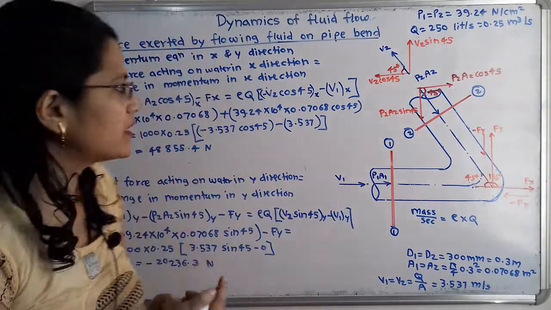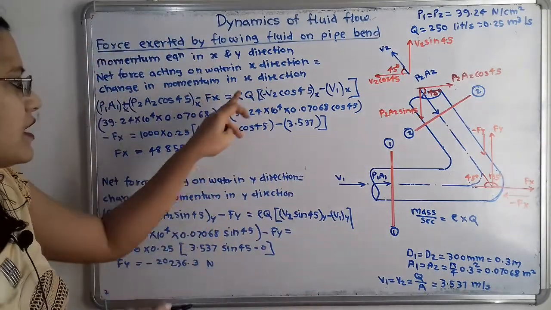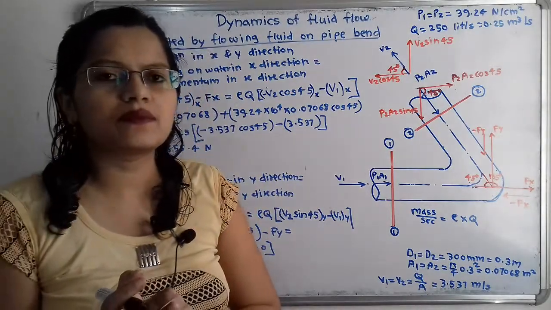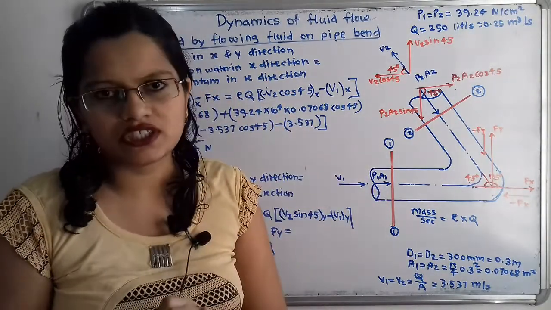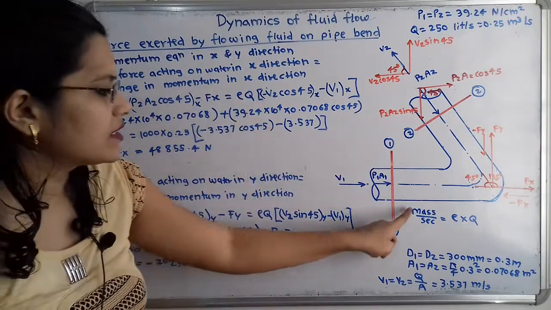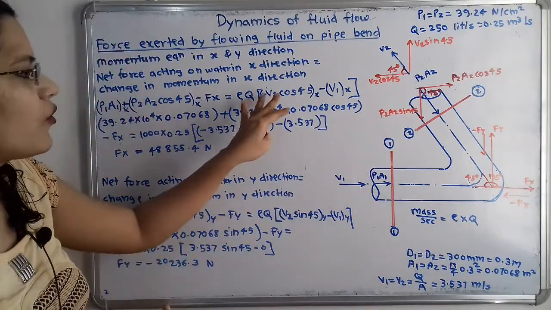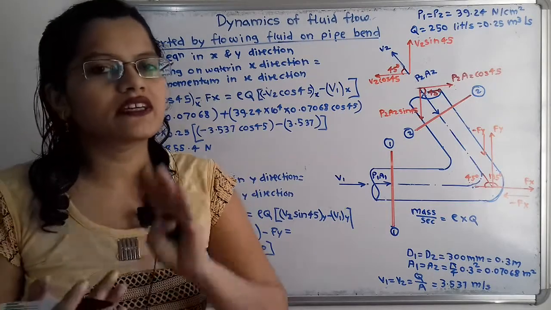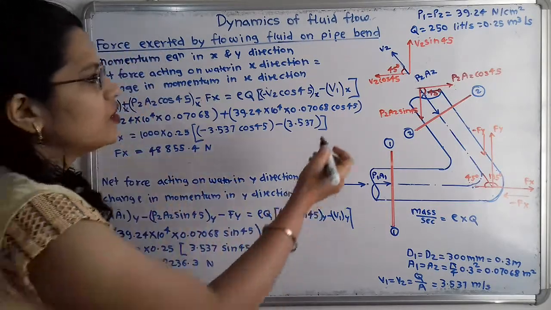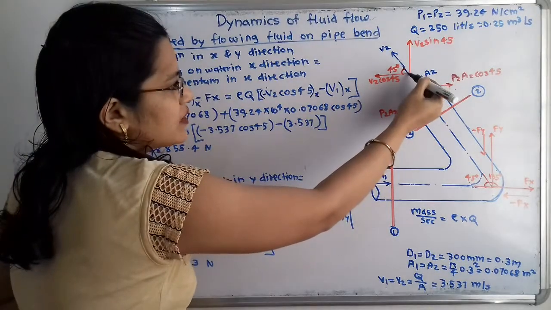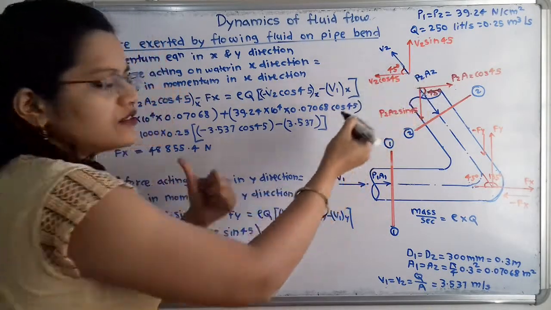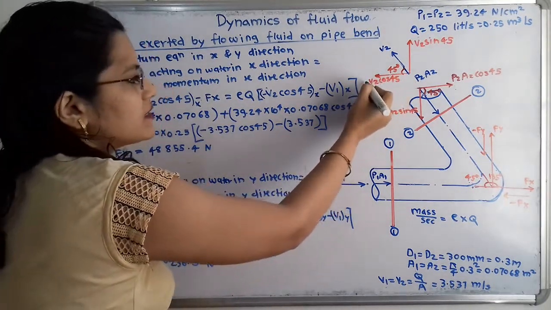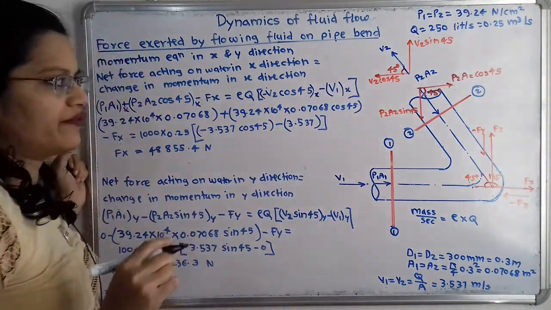Now we will move to the change in momentum in the x direction. So mass multiplied by change in velocity. Change in velocity means what? Final velocity minus initial velocity. And what is mass? That is rho into Q. Now what is the final velocity? Final velocity is V2, but we have to take its component in the x direction. So V2 has a component in the direction of x, that is towards the left hand side. So we have to consider a negative sign here, that is minus V2 cos of 45.